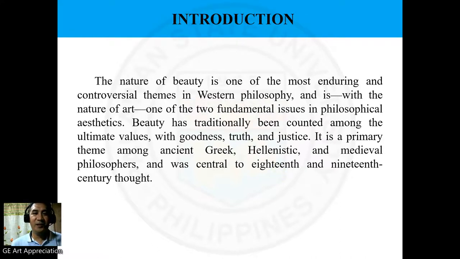The nature of beauty is one of the most enduring and controversial themes in Western philosophy, and is, with the nature of art, one of the two fundamental issues in philosophical aesthetics. Beauty has traditionally been counted among the ultimate values, with goodness, truth, and justice. It is a primary theme among the ancient Greek, Hellenistic, and medieval philosophers, and was central to 18th and 19th century thought. So today we will learn about beauty, the Western view of beauty, how they look at beauty in the Western concept of art.